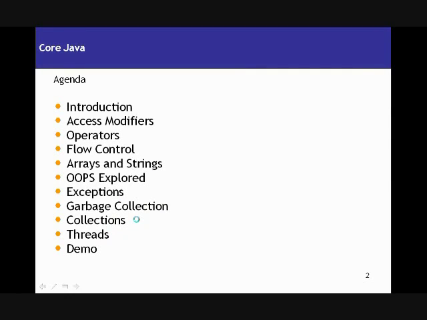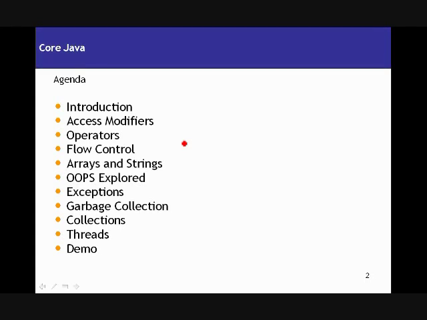I'll start off with some introduction where we will see what Java is and get introduced to some of the concepts in Java. And also we are going to write some programs using the Java programming language. And afterwards we are going to talk about some of the features of Java like access modifiers, operators, flow controls, array, strings, OOPS, which stands for object oriented programming.